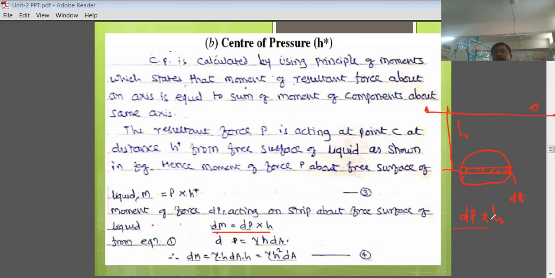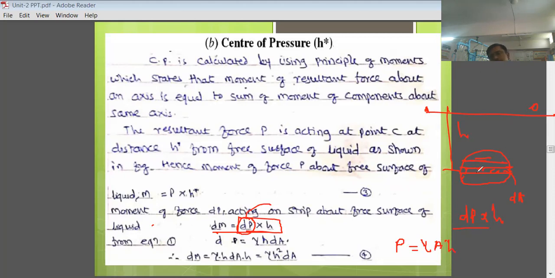Now here I am interested in the total moment over the entire surface, right? So I have to do the integration of this. Before that, instead of writing dP, this dP is nothing but the total pressure acting on that small strip. What I am going to write here, this P we derived on the previous slide: the total pressure is given by the equation P is equal to gamma A h bar, right? So that equation we have derived.